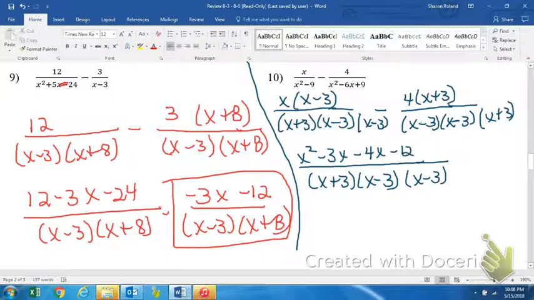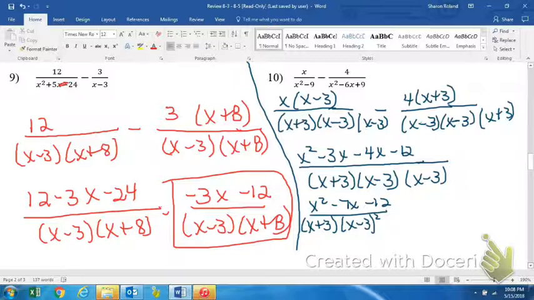minus 12. Okay, so we're going to combine like terms, and that's going to be x squared minus 7x minus 12 all over x plus 3, x minus 3, and I'm putting squared because I don't want to write this out because I think this factors, but I'm not sure.